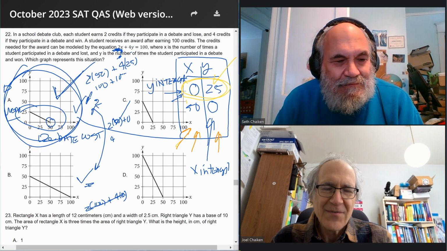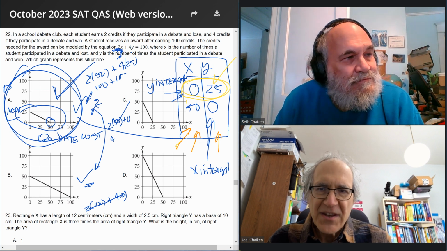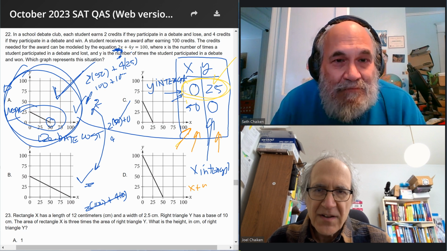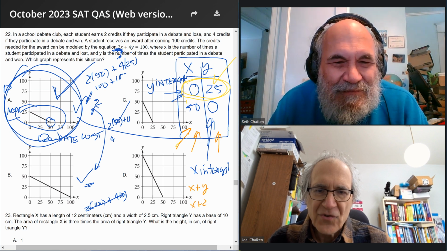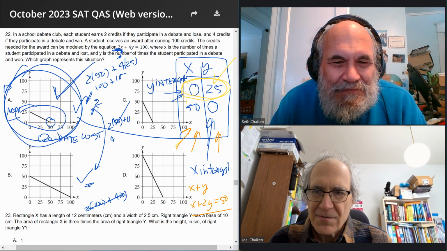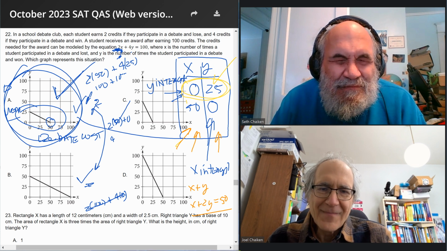It's obvious that it's 25. The other thing you could do is divide this equation by 2 and get x plus 2y is equal to 50, and then deal with this. And you could put that into y equals mx plus b form, but that's probably not a good thing to do.